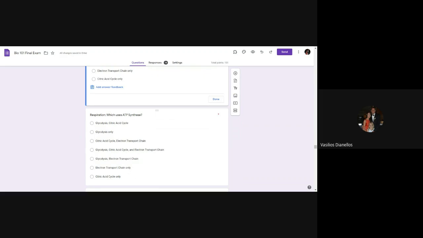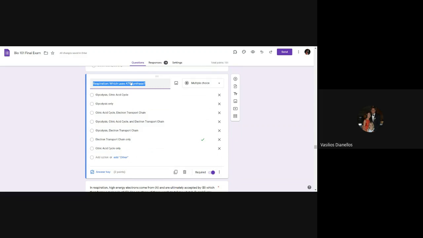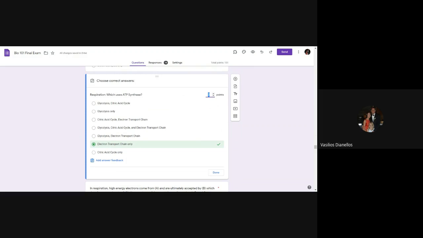Anyway, respiration, which uses ATP synthase? Well, the only one that we really talked about using an enzyme, where we named the enzyme, which is ATP synthase, was electron transport chain. Again, full credit for the correct answer. Partial credit if it involved electron transport chain with some other answers.